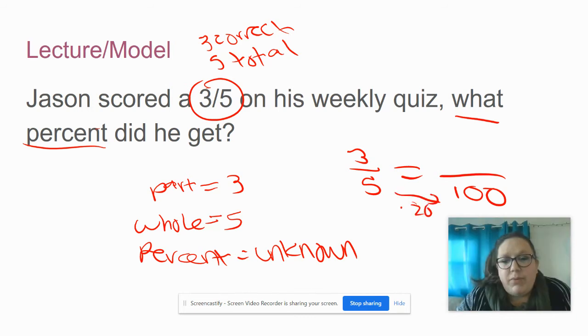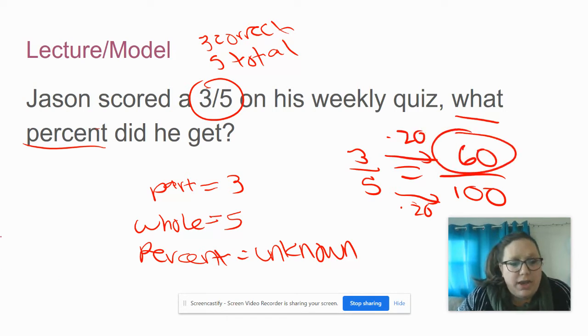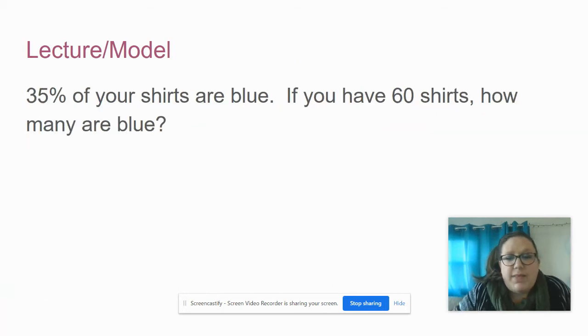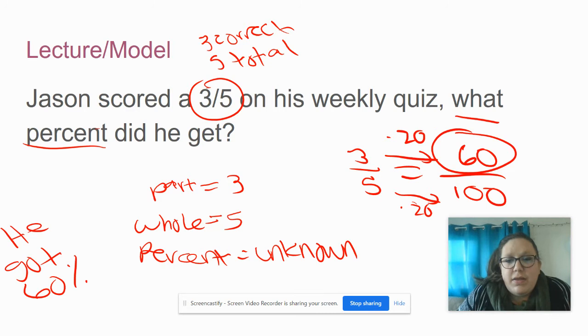5 times 20 would give us 100. 3 times 20 would bring us to 60. So he got 60%. And you would say this is because 3 out of 5, we're going to go from a total of 5 to a total of 100. 5 times 20 is 100. 3 times 20 is 60. So our new part is 60.